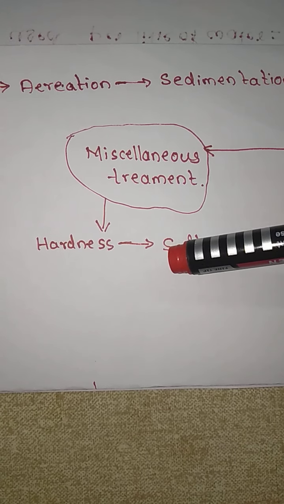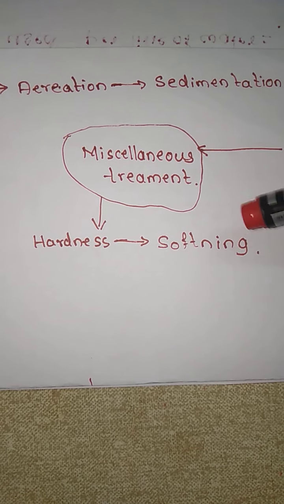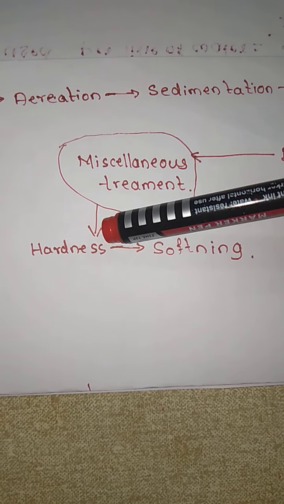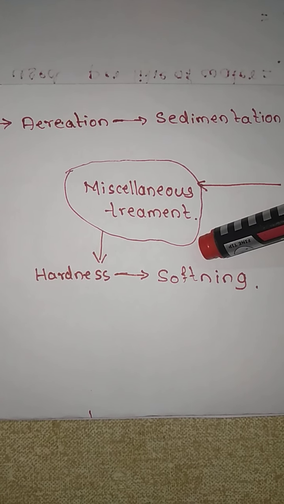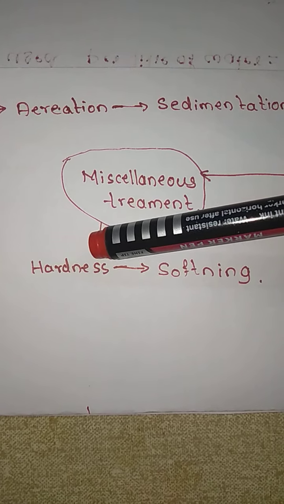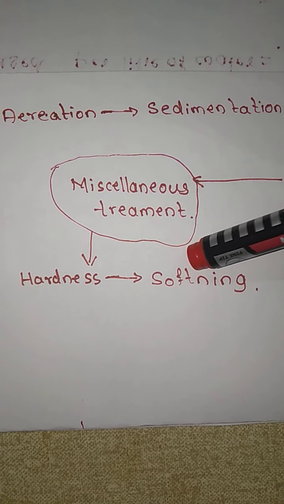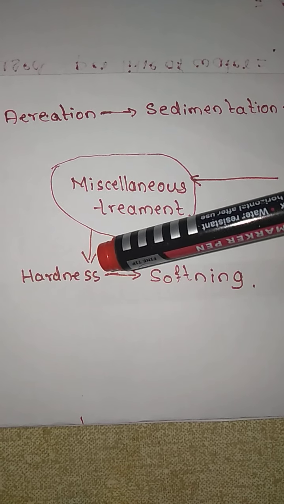In the miscellaneous treatment, the first concept is softening. Before softening, we need to know what hardness is first. In order to remove this hardness, we are going to have the softening process. So first we'll see what is hardness, then we'll come to the softening and its types. So first we are going to discuss the hardness.